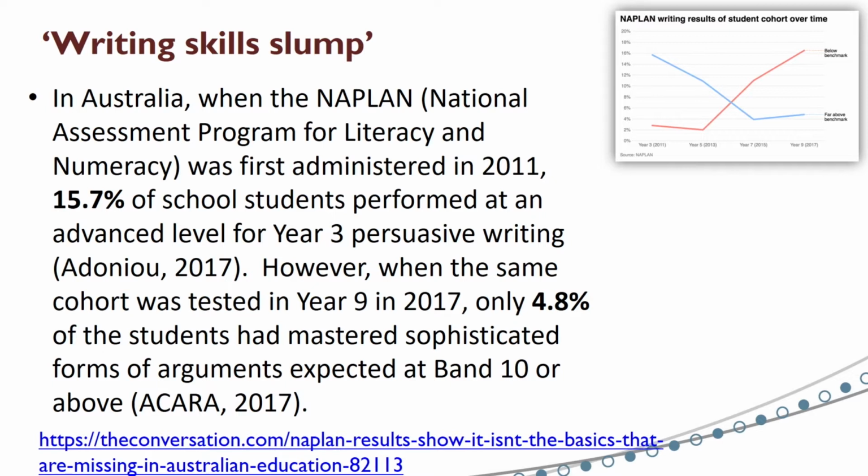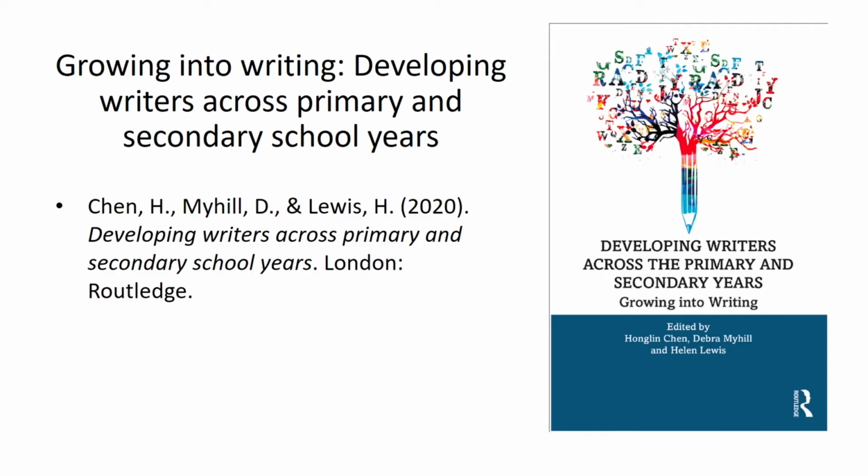15.7% of students performed at advanced level for year 3. Now, in 2017, when this group reached year 9 and we tested them again, only 4.8% of the students in that group mastered the sophisticated forms of argument. So that lack of sustained growth in writing is really concerning. And that has really motivated a lot of our work around finding the source of the problems.